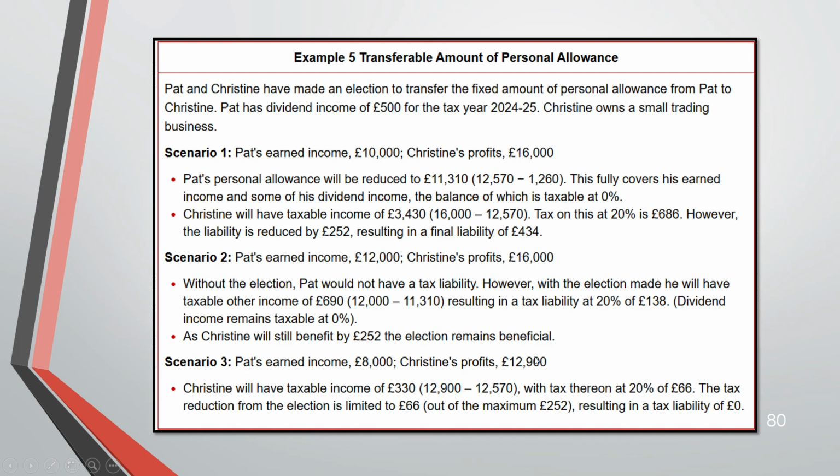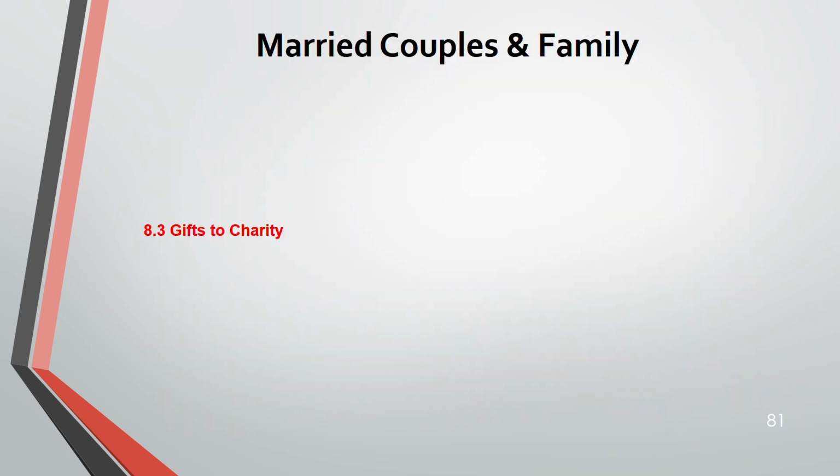And under scenario 3, still there is no tax liability for Pat because 8,000 will be covered by the personal allowance, but for Kristen's profit we have to do our working now. Earlier in the first 2 scenarios Kristen's profit was 16,000, so she benefited from a 252 reduction of income tax. Now it's 12,900. Now the reduction is restricted to 66, no longer 252, because your income tax itself is 66. That's why. So now we are moving on to gifts to charity.